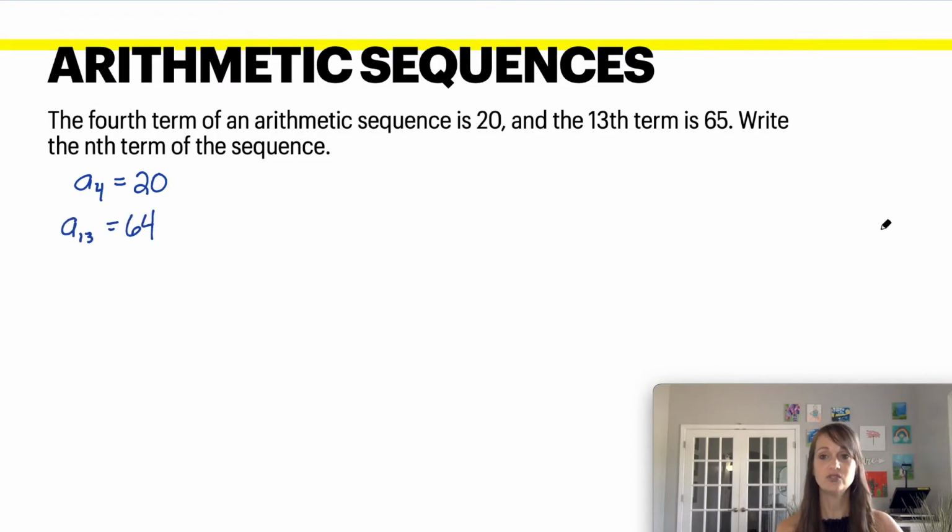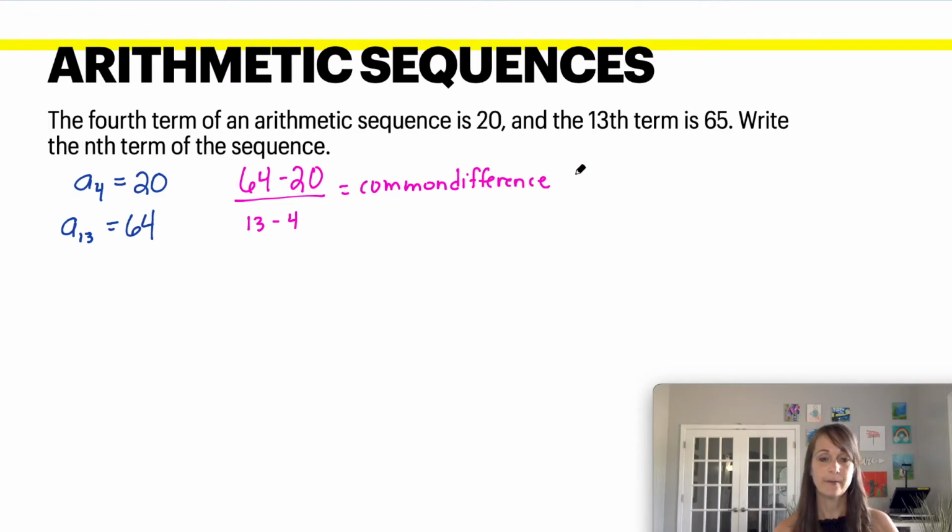We are actually going to do something that's very similar to slope. If we subtract the terms' values, and then on the bottom we subtract the actual term numbers themselves, we will find the common difference. So 64 minus 20 is 44. 13 minus 4 is 9. And why did I say 64? Let's try that again.